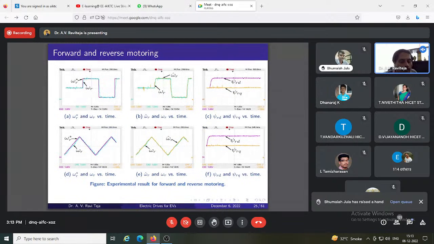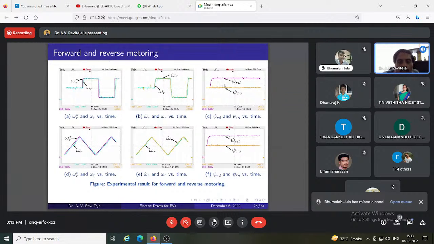So this is the response for a speed reference of 0, positive 20 radian per second, negative 20 radian per second. This is the reference, omega r star, and omega r is actual. And if I go to the second result, that is actual speed and estimated speed. If you can observe, actual and estimated speed are almost the same, right?